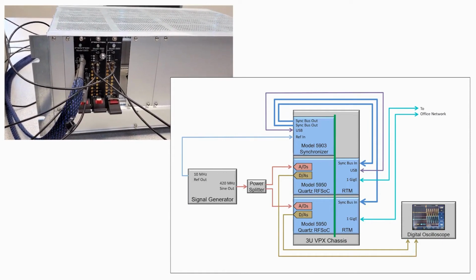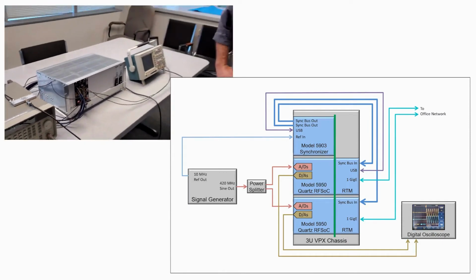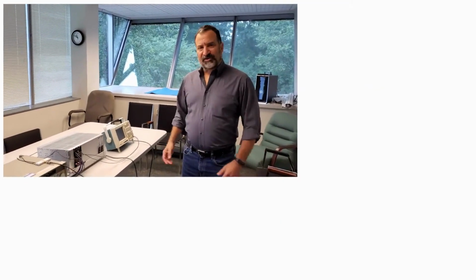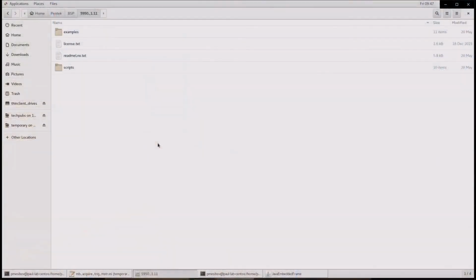Now, what we're going to do is log into this system from a remote office using Secure Shell, and you'll see a video depicting the actual configuration and operation of the system. I am going to demonstrate how to synchronize two Model 5950 RFSoC boards using the Pentek Model 5903 synchronizer board. I am using Navigator BSP revision 1.11.